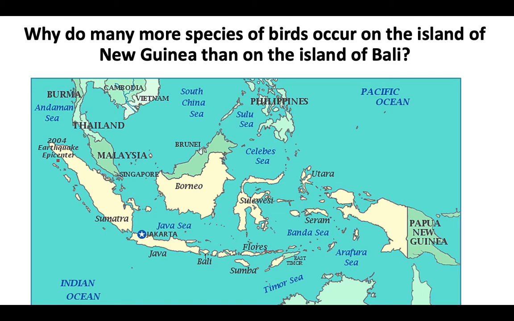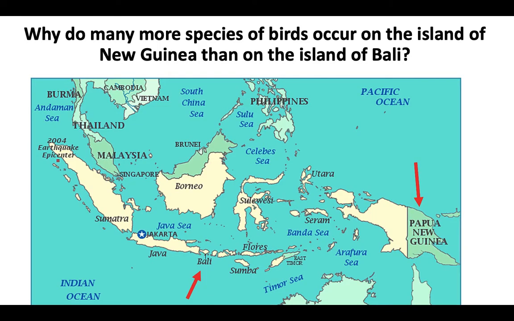Hey everybody, to kick this off, I want to get started with a brain teaser. Why do many more species of birds occur on the island of New Guinea than on the island of Bali? Well, it's a simple answer, and it's only a question of size. Okay? Papua New Guinea is a much larger area than Bali. Keep that in the back of your mind.